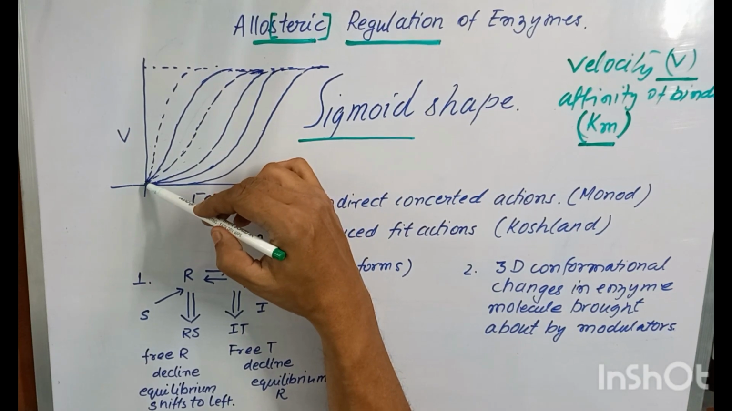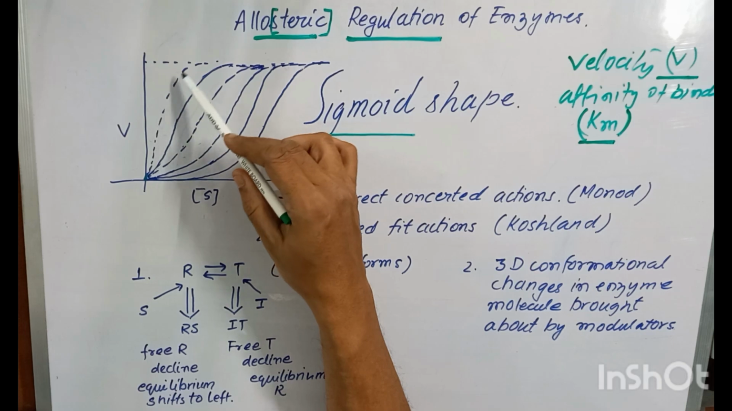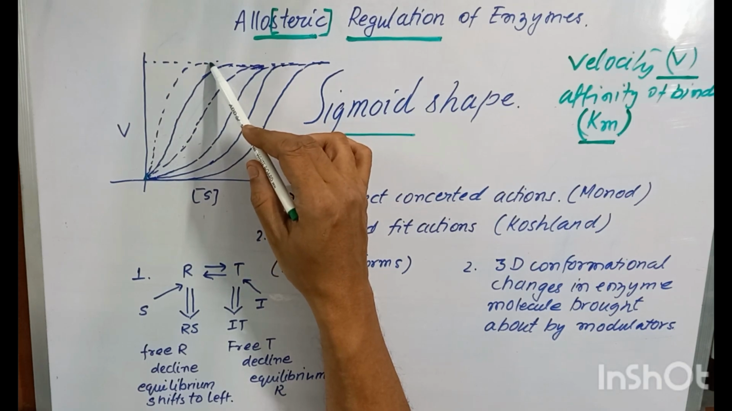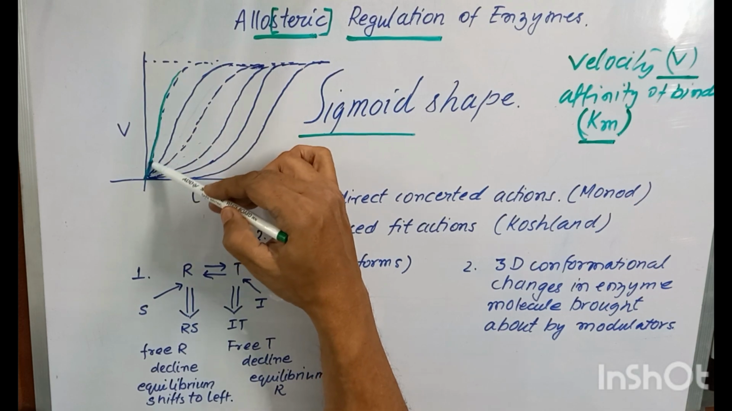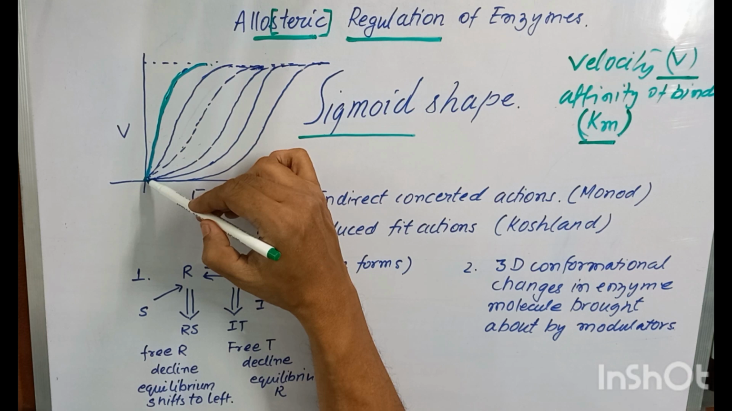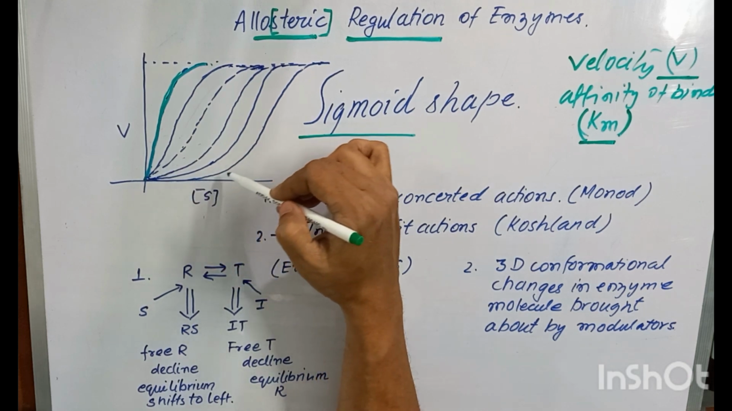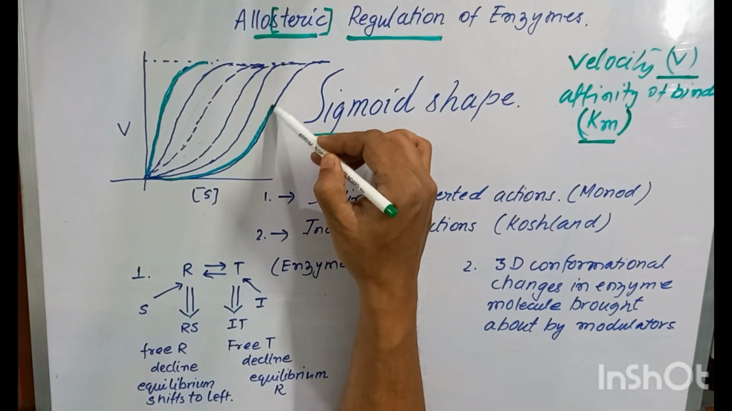So when I taught you about Michaelis-Menten and hyperbolic kinetics, the shape was like this. But now in case of sigmoid kinetics, the shape progressively changes to a kind of S shape, the sigmoid curve. This is the S shape that I have drawn here.